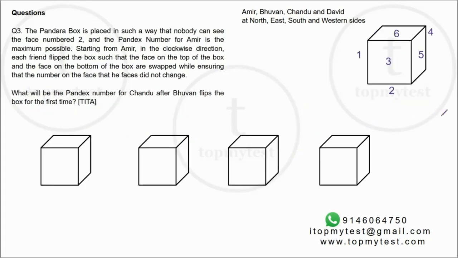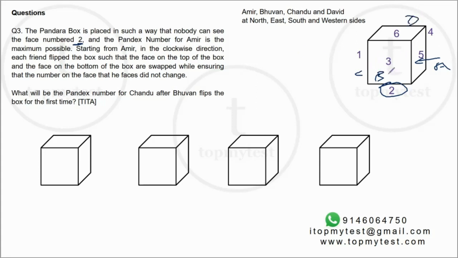Now question 3 and question 4 have the same initial information. Okay, so let's see what it says. The Pandara box is placed in such a way that nobody can see the face numbered 2. So 2 is at the bottom. Right? And the pandex number for Amer is the maximum possible. Now, the maximum possible pandex number is 6 plus 5, 11. If 2 is at the bottom, the maximum number is 6 on the top, and the maximum possible will be when Amer faces 5. If Amer faces 5, this will be this. So this will be Bhuvan, this will be Chandu, this will be David.